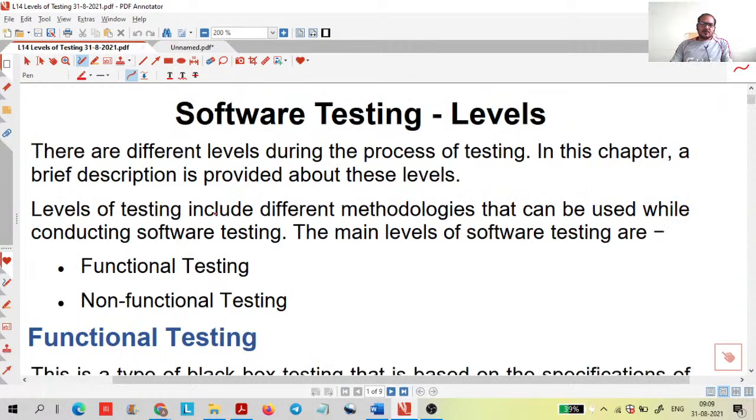Similar to that, in software testing also there are various levels. There are different levels during the process of software testing, and these levels include the different methodologies that can be used while conducting software testing. The main levels of software testing are functional testing and non-functional testing.